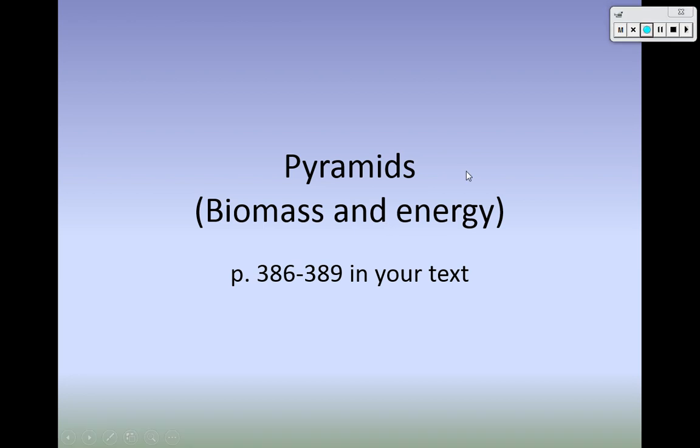Okay, so these are notes on trophic pyramids, and we're going to look at two different kinds, one biomass and one energy. And in your text, if you follow along in the book, you're going to find these on pages 386 to 389. And this is going to help to explain some of the patterns that we've been seeing when we looked at the meadow simulation and we looked at the carbon pools and we played the dice game.